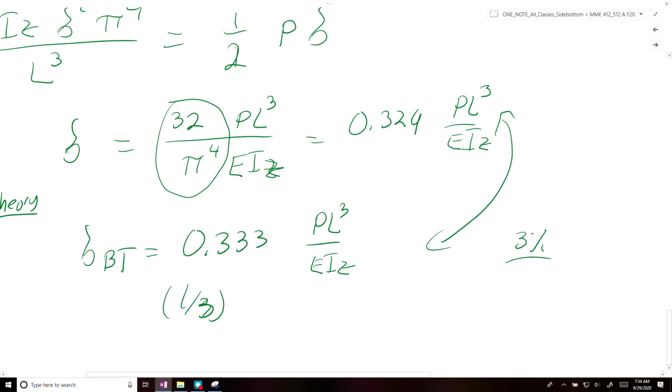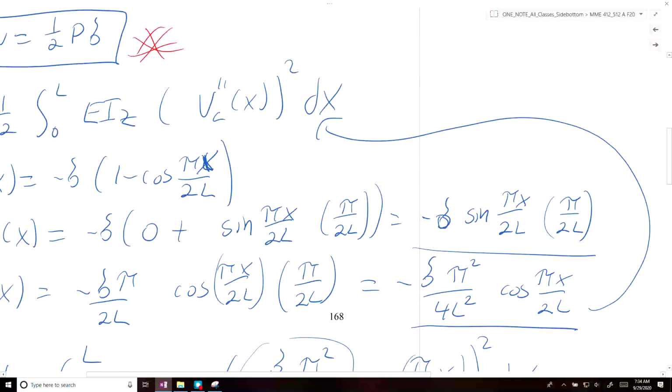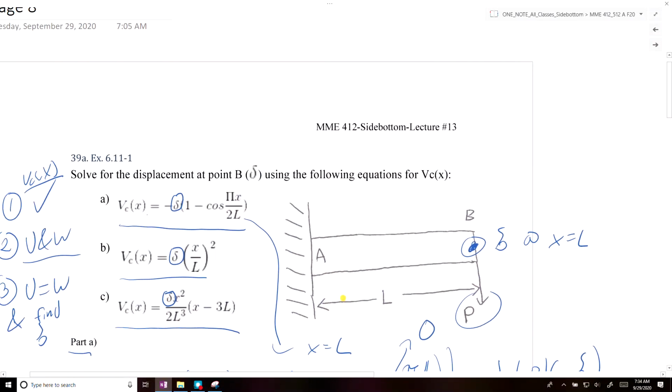All right. And one of the nice things I guess I should mention here too is that once you get delta, right, you then know the displacement at any point along the structure. So using Rayleigh's method, you can solve for the displacement at any point once you determine your unknown constant.